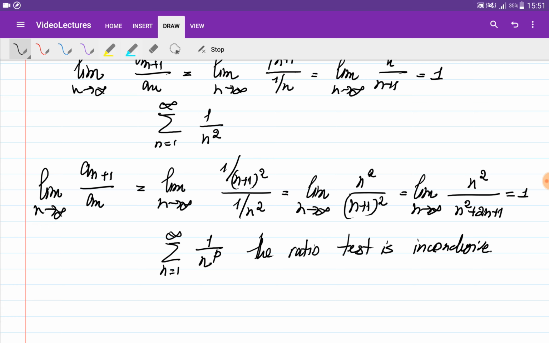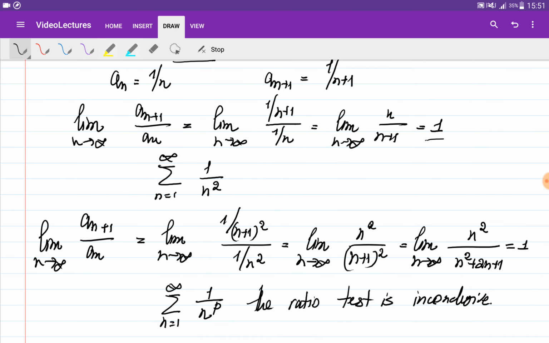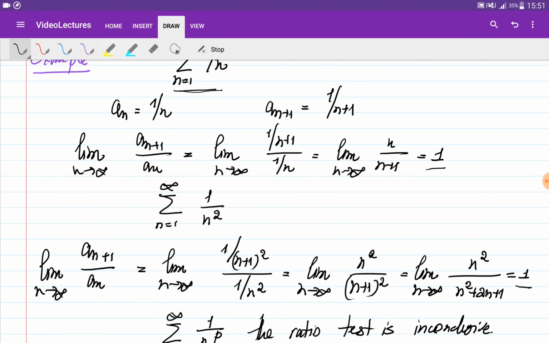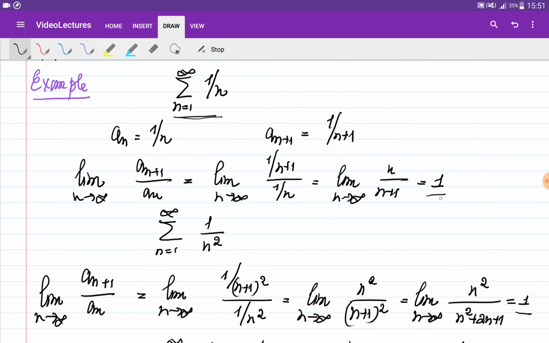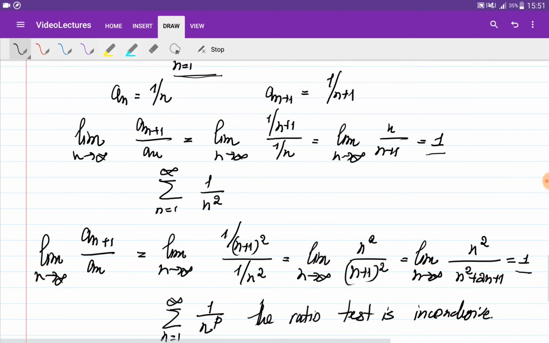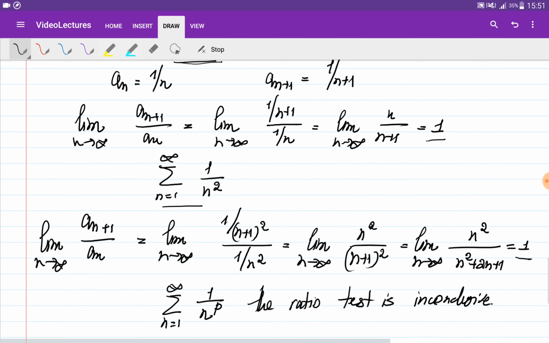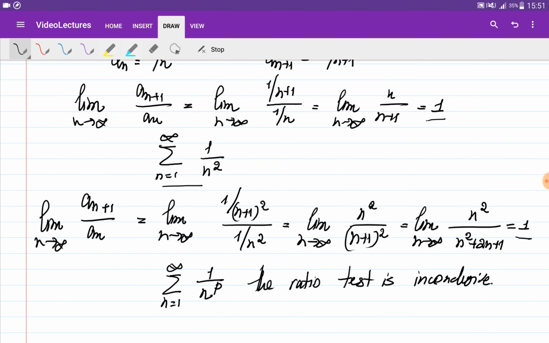So you see, in a case when the limit is equal to 1, the test doesn't work. This series is divergent and the ratio limit is equal to 1, and this series is convergent and the ratio limit is equal to 1. That is why we can't say anything about the series if the limit is equal to 1.